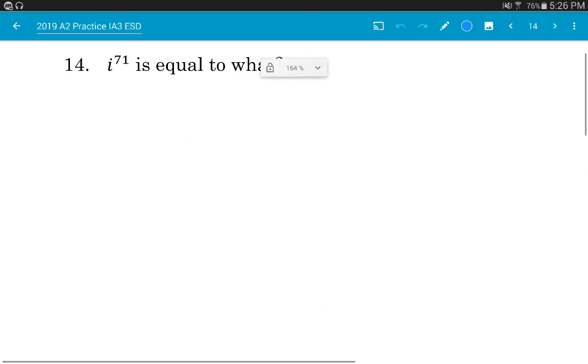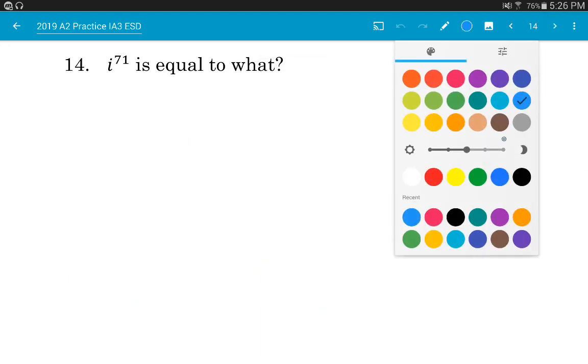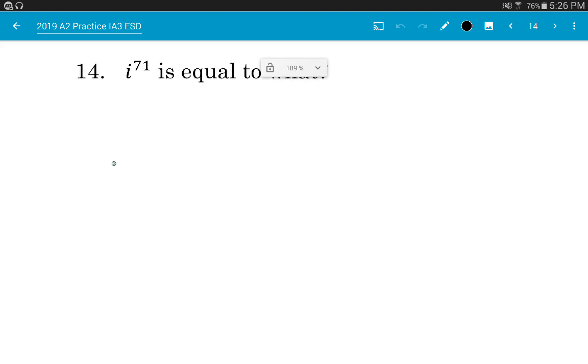Question 14, i to the 71st is equal to what? So the things that we need to know is that i to the first is i, i squared is negative 1, i cubed is negative i, and i to the fourth is 1. Now if you didn't know that, your calculator would tell you the i button is right above the decimal point. So second decimal point will get you i.